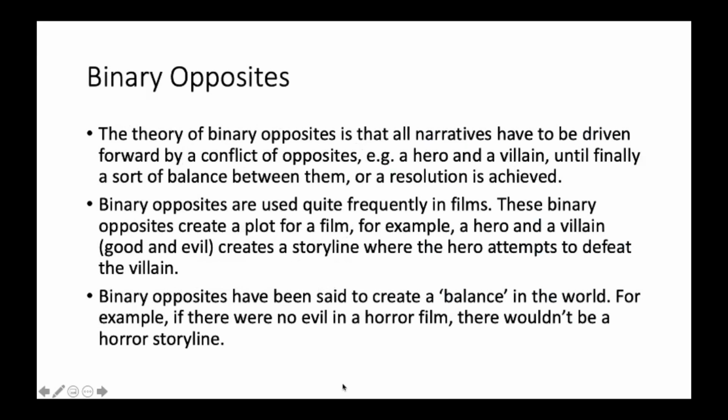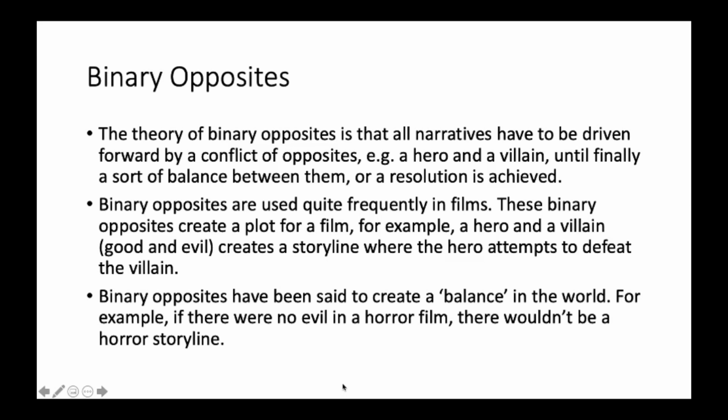So I'm now going to take you through the second part of this video lesson, and it's about this theory of binary opposites. Okay, now this theorist is really easy to understand. It's just essential that you do understand it before we move on. So the theory of binary opposites is essentially that all narratives have to be driven by a conflict of opposites. For example, the most obvious example is that there is a conflict between a hero and a villain, and that's what drives the narrative forward. That's what drives the storyline forward.